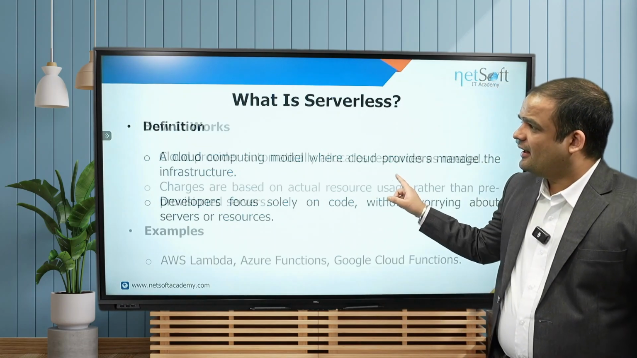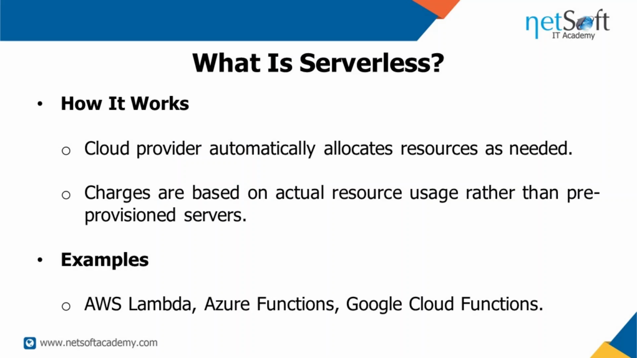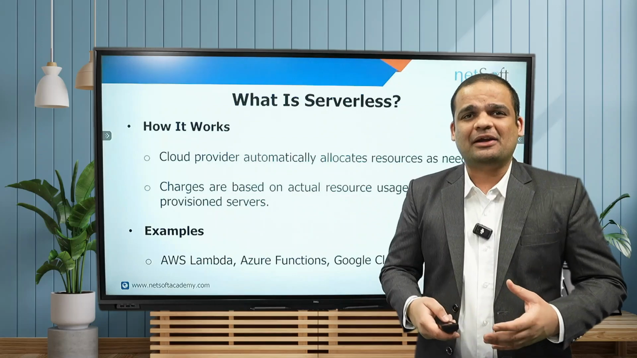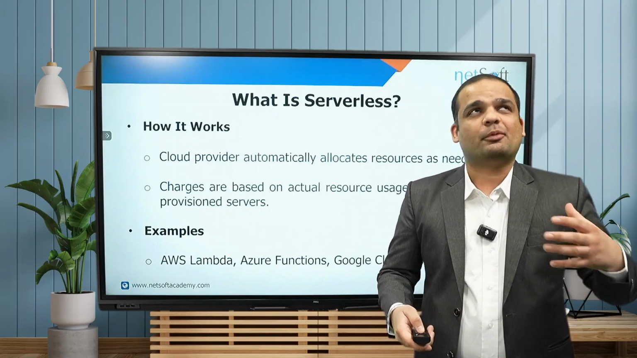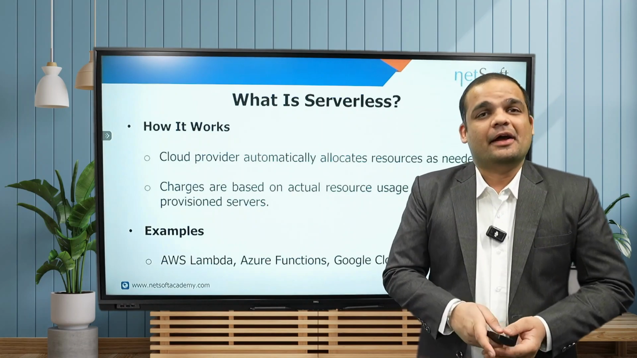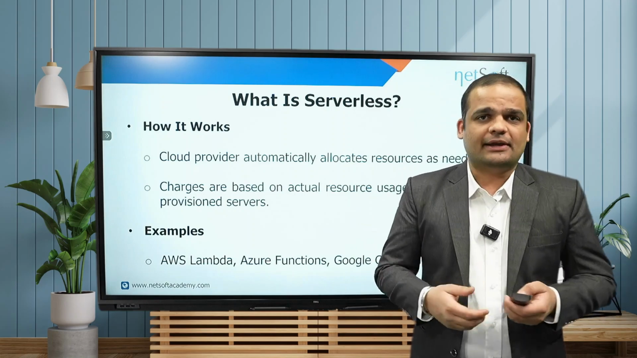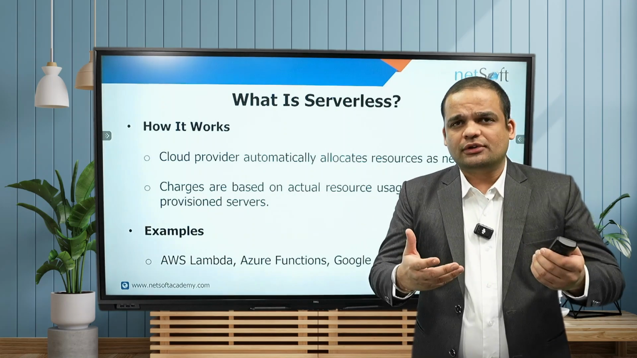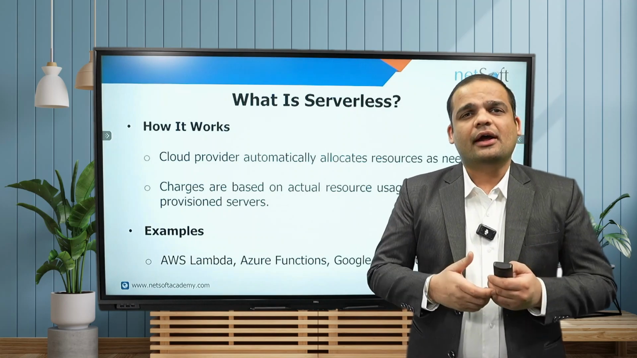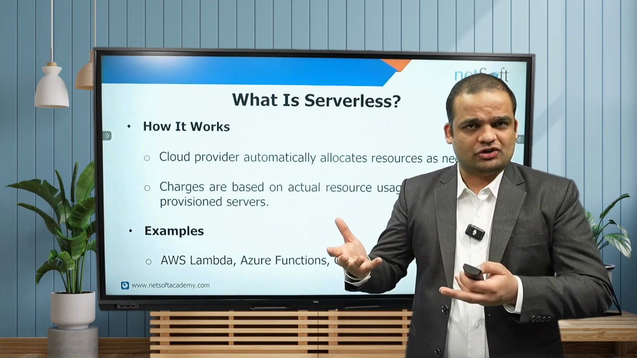Now, how does it actually work? The cloud provider, like Amazon or Azure, automatically allocates resources as needed and scales them based on the demand. Billing is based on the actual usage of the resources rather than paying for provisioned servers. For example, common serverless platforms include AWS Lambda, Azure Functions, and also Google Cloud Functions.